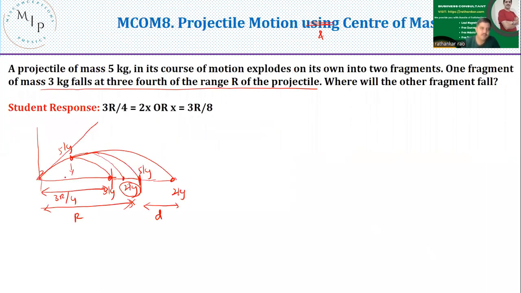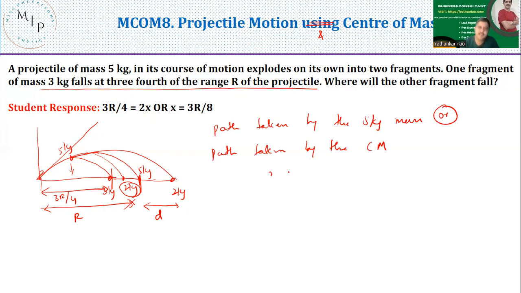So you threw a particle, it exploded here. Now, what will happen to the center of mass? The center of mass remains the same. Remains the same means that the path taken by the 5 kg particle and the path taken by the center of mass will remain the same. That's what I meant to say. Let me write it down. Path taken by the 5 kg mass or path taken by the center of mass remains the same.